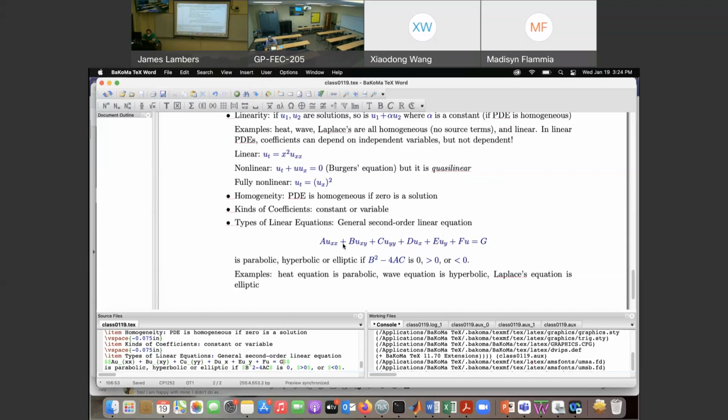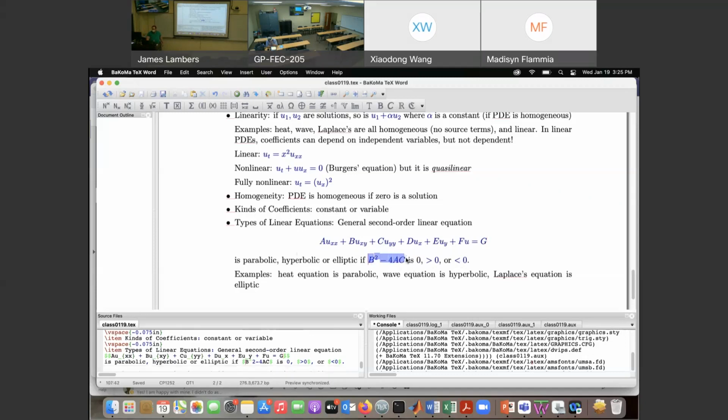But for PDEs that fit this form, we can classify them into parabolic, hyperbolic, or elliptic, depending upon whether this expression is 0 for parabolic, positive for hyperbolic, or negative for elliptic. And the names, parabolic, hyperbolic, or elliptic, don't really correspond to the behavior of a solution of the PDE, but just the sign of this discriminant here.